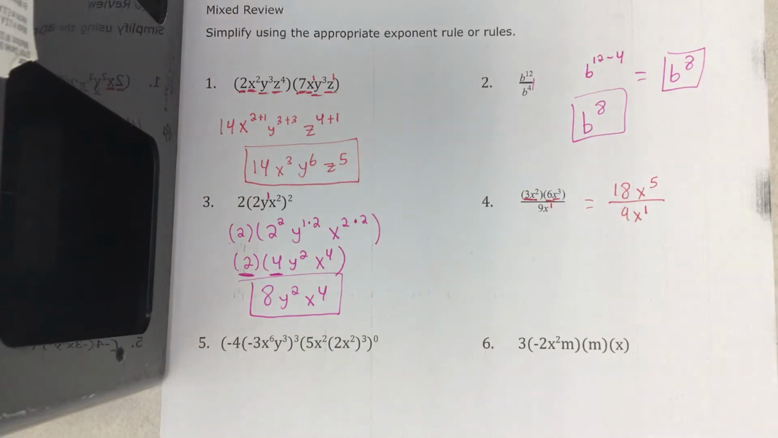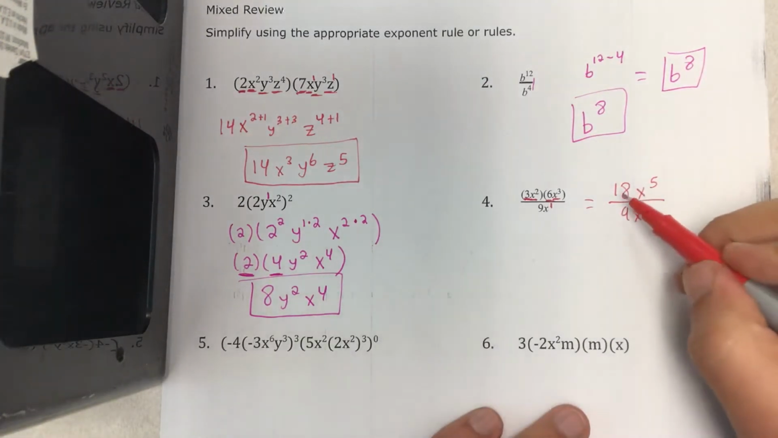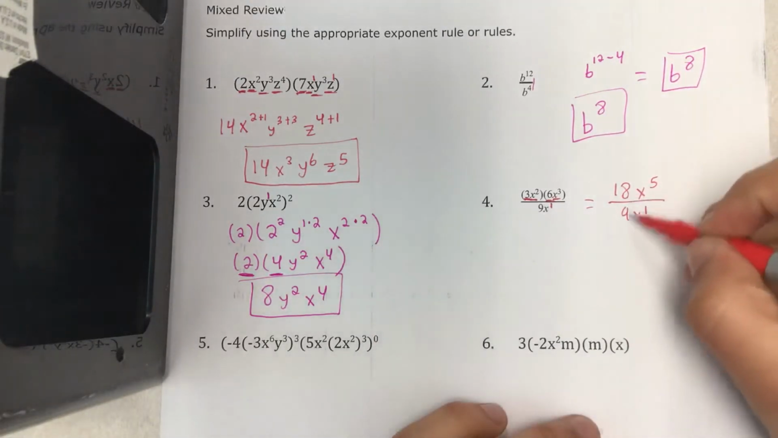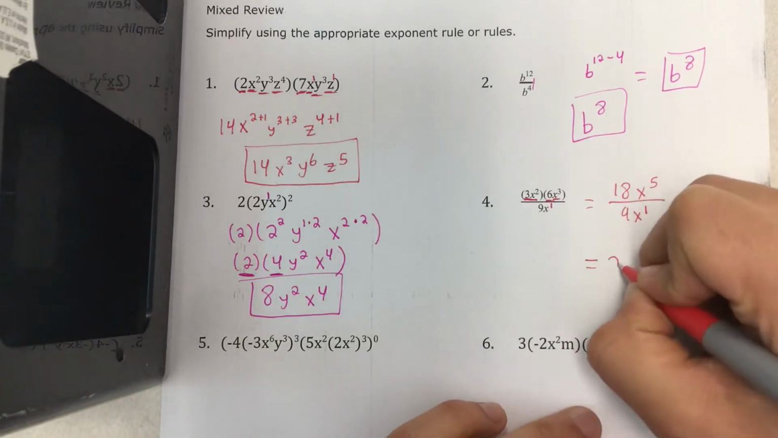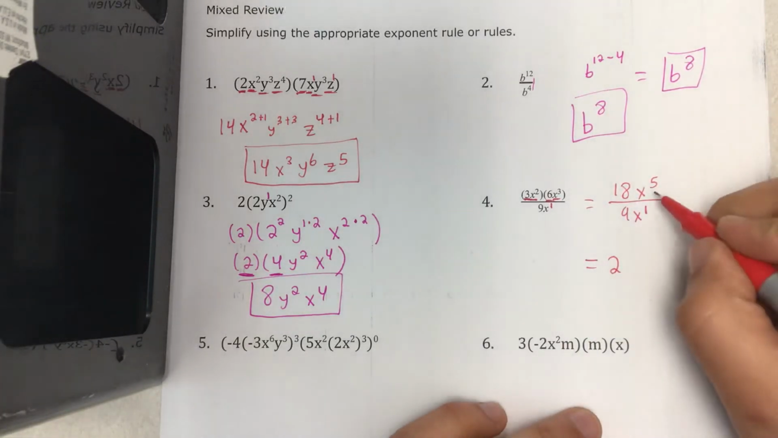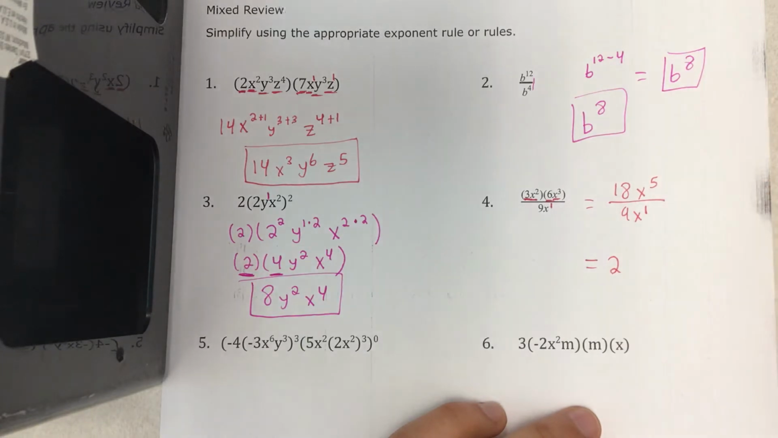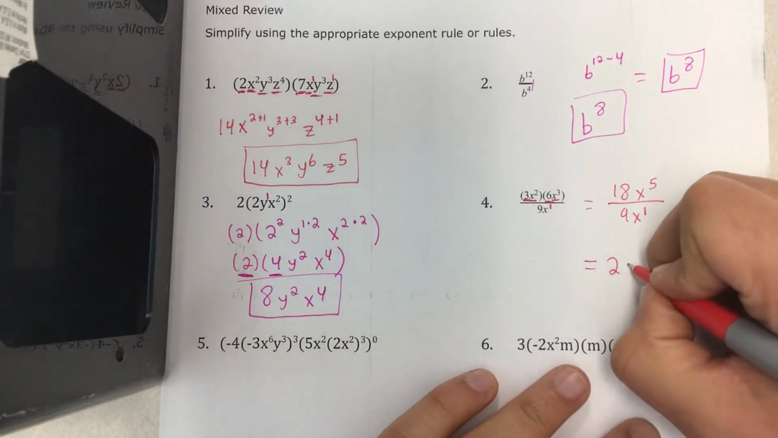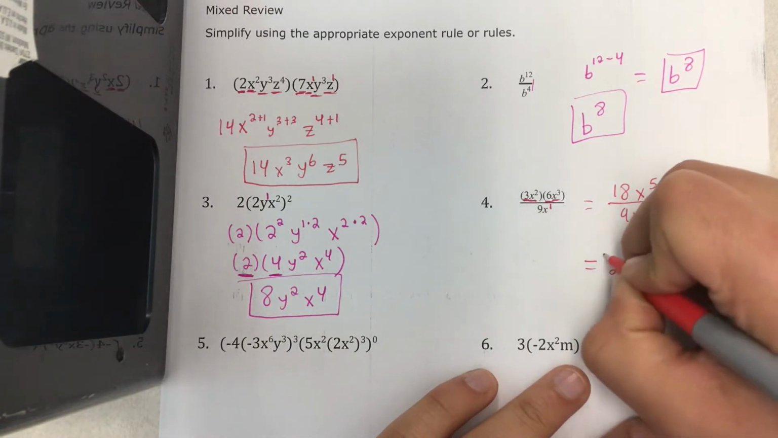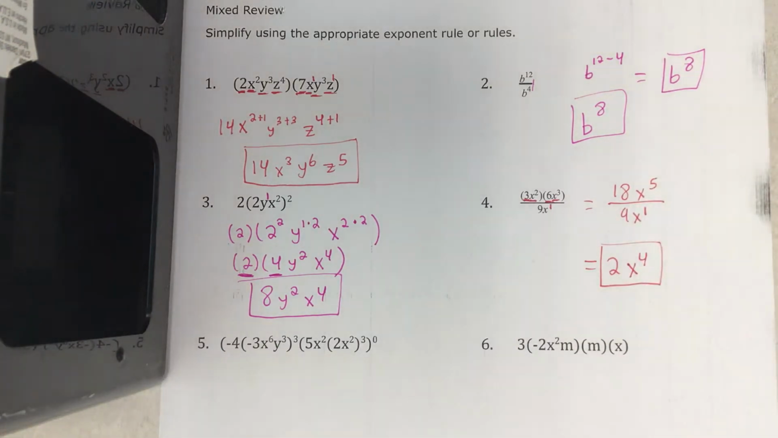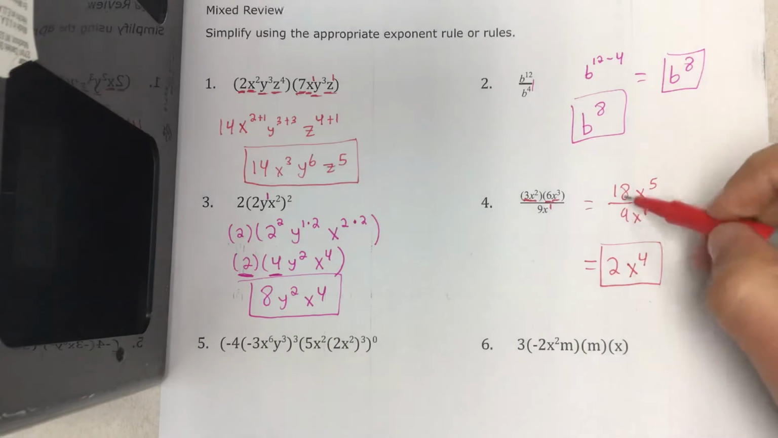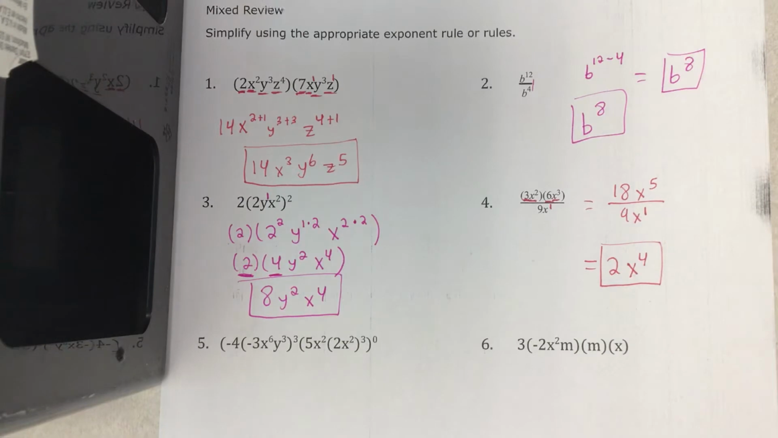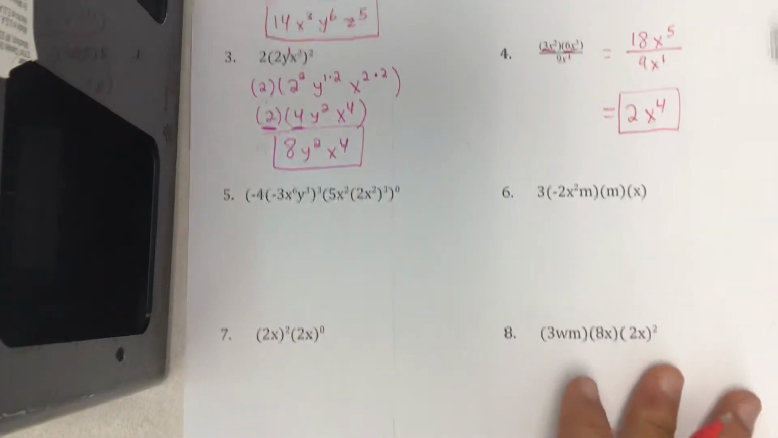Now it's the quotient rule, okay? So quotient rule, right? I have my coefficients, I divide those like normal, right? It's like the product rule. So 18 divided by 9 gives me 2, okay? X to the 5th over x to the first, right? Quotient rule, we subtract. So 5 minus 1 gives me x to the 4th. So my final answer is 2x to the 4th power, okay? Because we divided the coefficients like normal, and I subtracted 5 minus 1 in my exponents, okay? So that's number 4. And number 5.